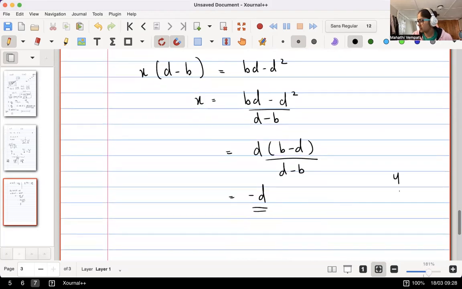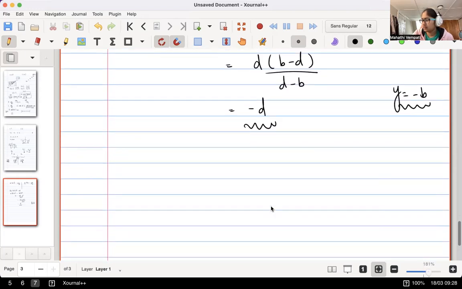And then I should get y equals minus b, which makes no sense to me. Look at the array: 2, 2, 2, 2. X is 4, y is 4. Exchange.